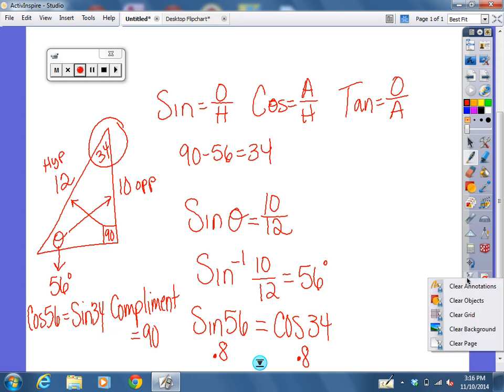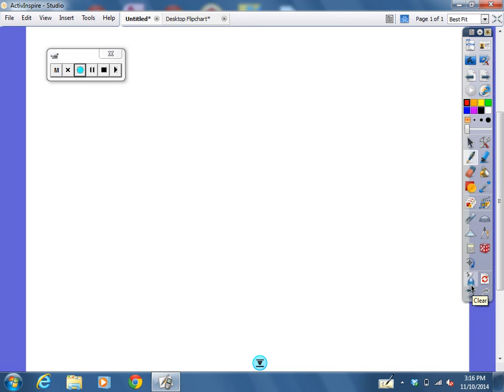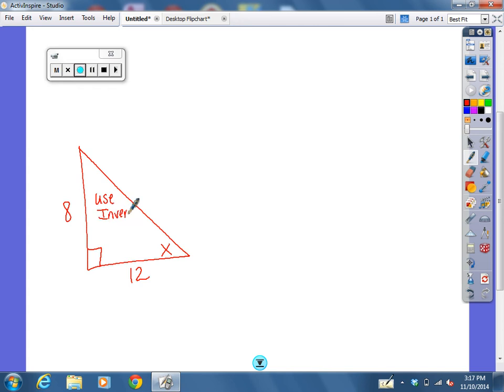All right, let's do another example. If I have a triangle such as this, and I give you an x, and I say that this is 12 and this is 8, I want to find the angle that goes to these two pieces. What I'm looking at is trying to find something on the inside of my triangle. That means use the inverse buttons. Use inverse when on the inside of your triangle.